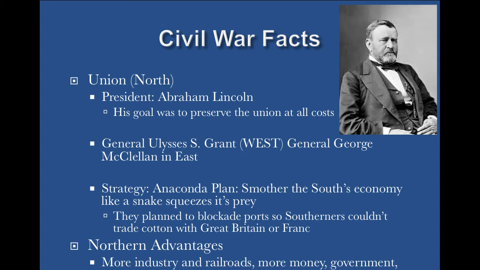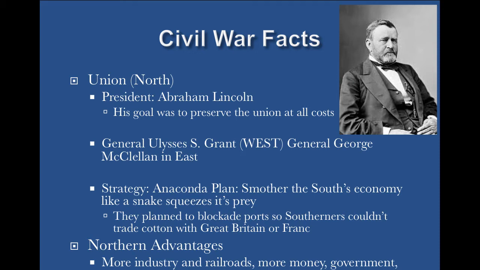The strategy of the Union Army was called the Anaconda Plan, and really it was just to smother the South's economy like a snake squeezes its prey. Their whole plan was basically to cut off the South from making money. As we know, the South makes all their money off of cotton, indigo, rice, tobacco, those big plantations. So it was their goal to cut off their supply lines and block all their ports so that they couldn't trade with other nations like Great Britain and France, and they also couldn't get supplies in. So that was the plan of the North. It was the Anaconda Plan.